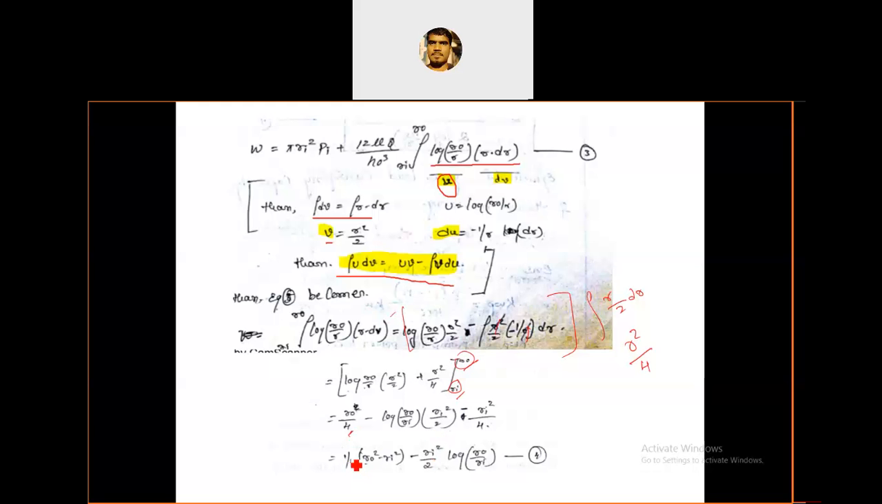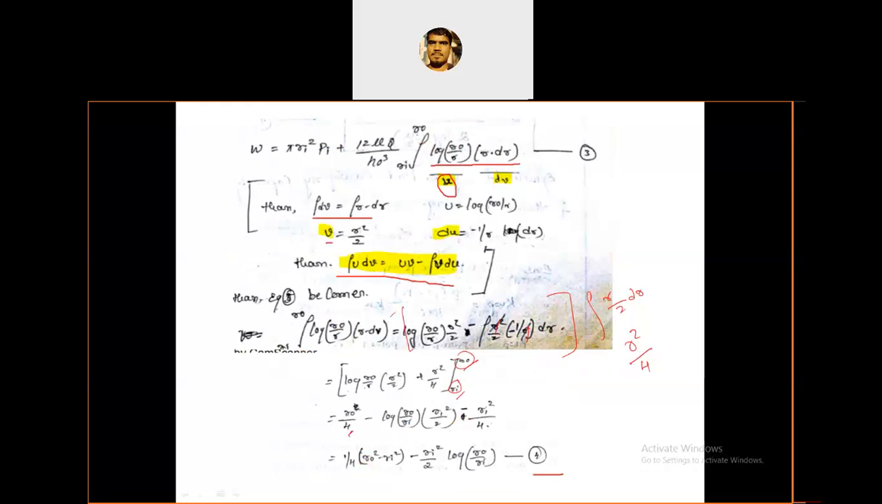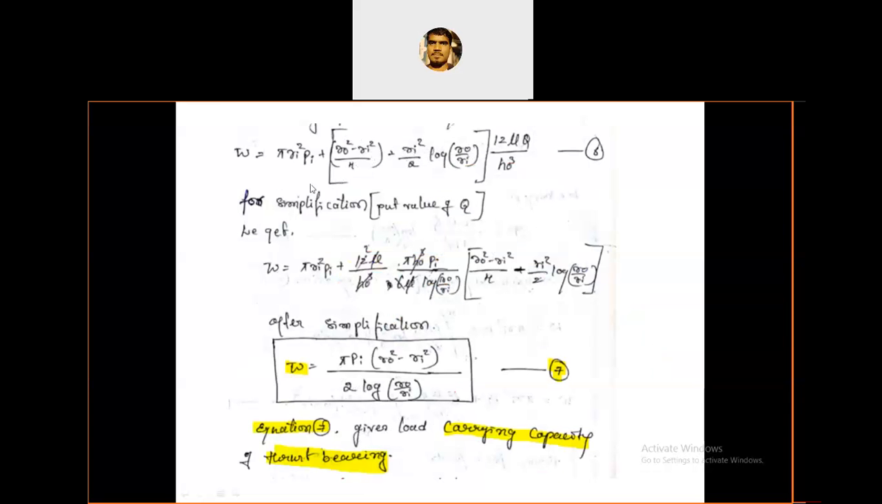So 1 by 4 is common, take the common outside, the entire thing. 1 by 4 is common, r naught square minus ri square minus ri square by 2 log r naught by ri. We can rewrite. And this value we have to substitute here. Substitute this value, because we have done the integration of this part. Just substitute here in equation 3. Okay, and after substituting, simplifying and cancelling the common terms, we'll get the final equation.